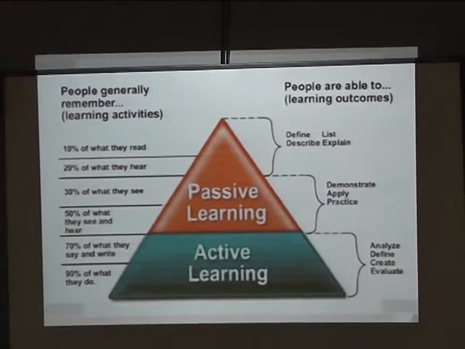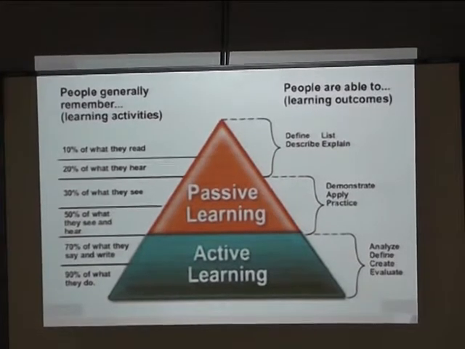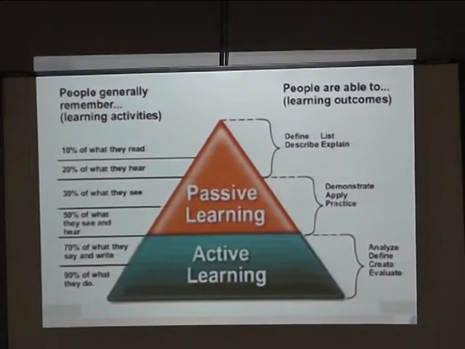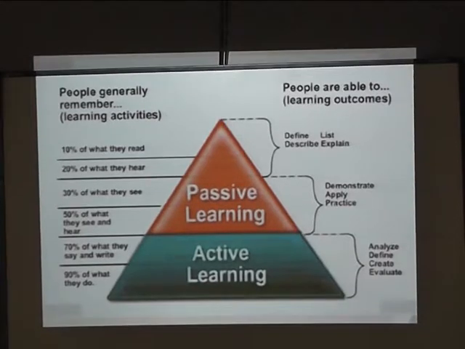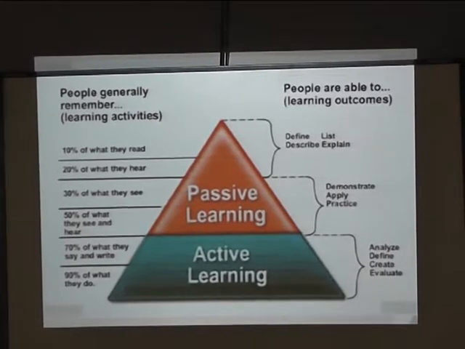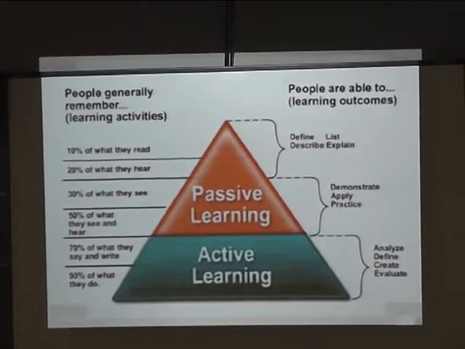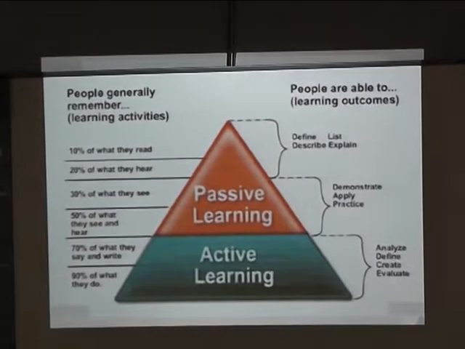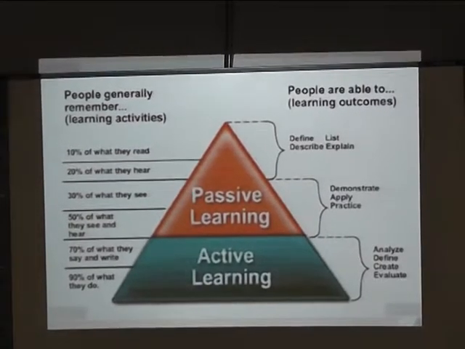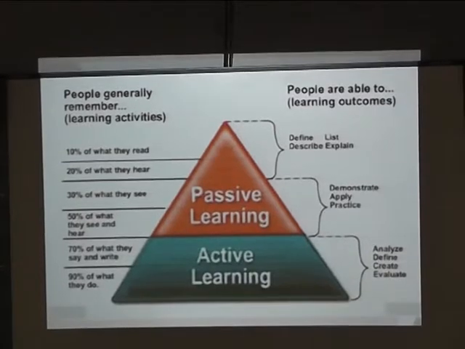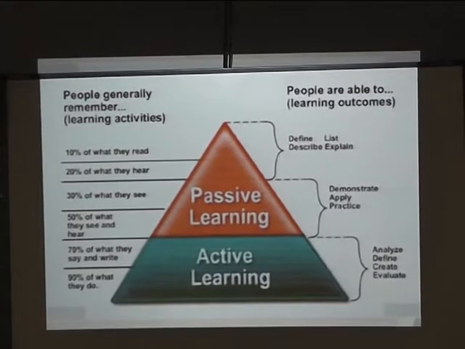Further research has shown that students retain 70% of what they say and write, and they retain 90% of what they do. Compare this with the fact that students retain only 10% of what they read and 20% of what they hear, and you'll start to understand why active learning is so important. Now that we have an understanding of what active learning is and why we should implement it, let's look at some specific examples to give you a clearer picture of what constitutes active learning in practice.